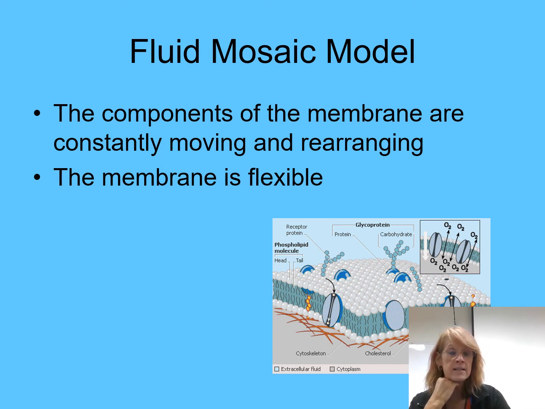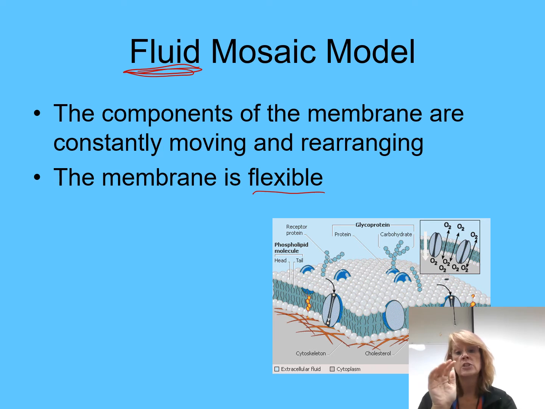Now, in science, fluid means not that it's a liquid, but fluid means something is flexible. Your cell is flexible. It can change shape. It can stretch a little bit. It can shrink a little bit. Okay. We need that because our body changes. Water levels fluctuate. So our cell membrane is flexible. That's what the fluid portion of the name comes from.